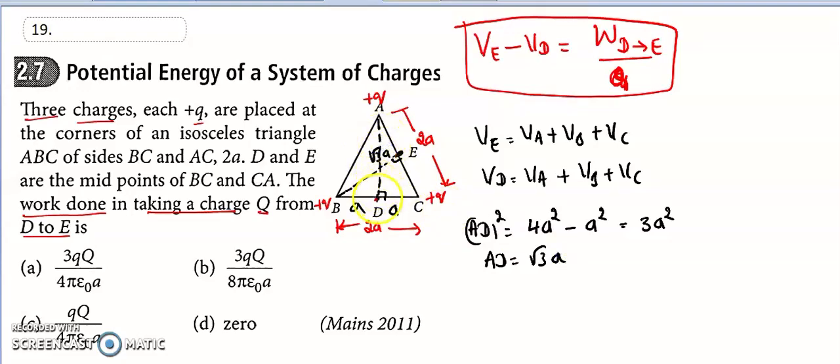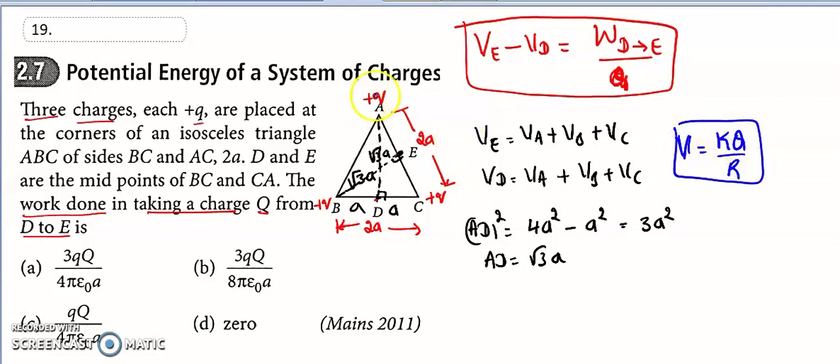This is a middle point, this is also a middle point. What is this distance? This is also root 3A. So look, the potential due to a point charge. What is the formula? The potential is equal to KQ divided by R. This is the formula.